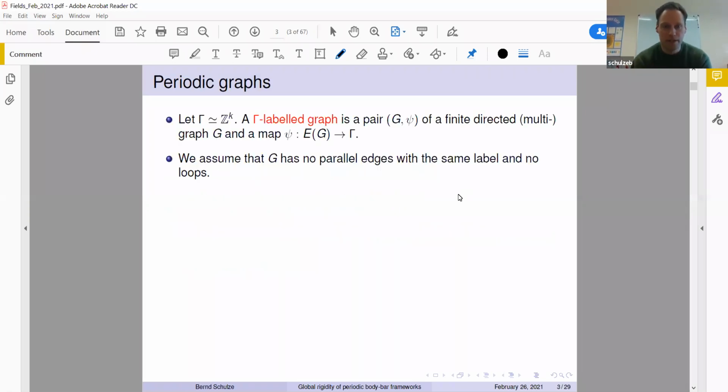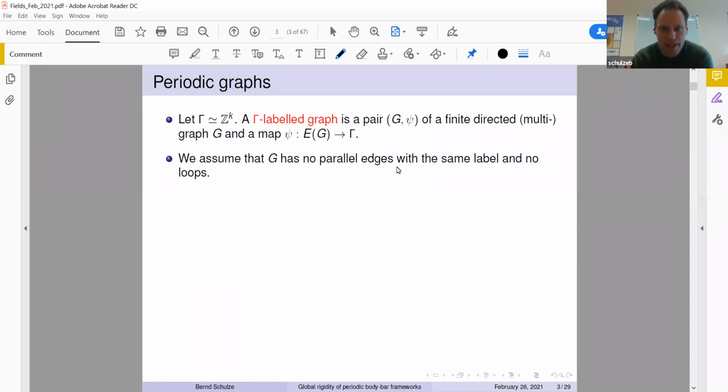Okay, so let me start with the background. So the starting point here is that we have a group. I will always call the group gamma, and it's isomorphic to Z^k. So this is the periodicity here. And then I would like to define this gamma labeled graph.